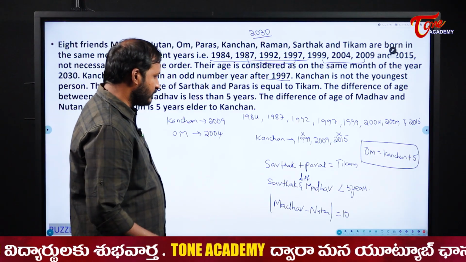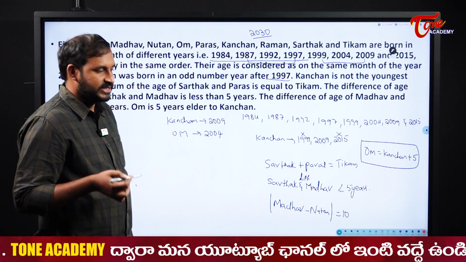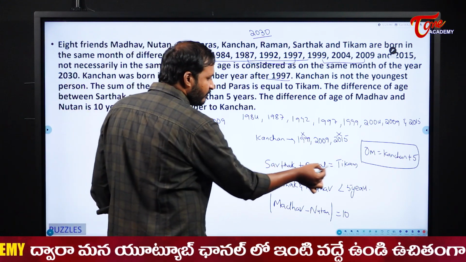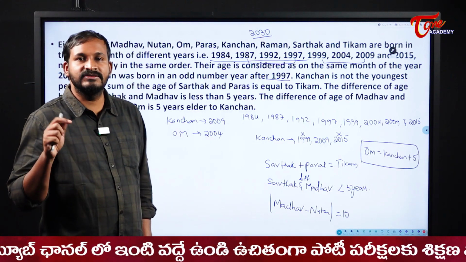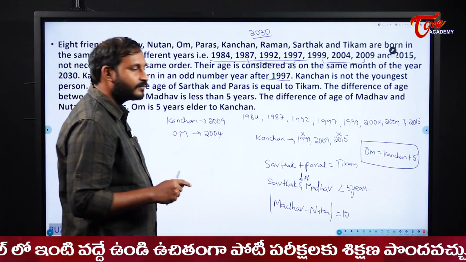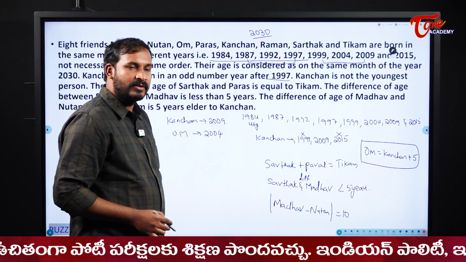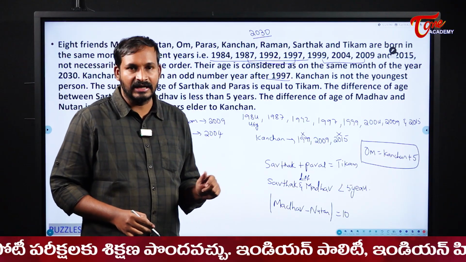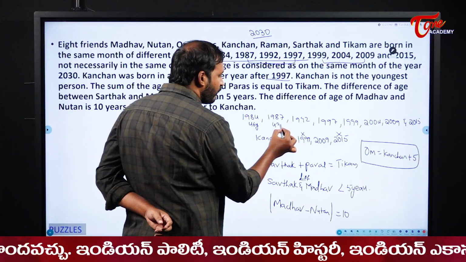But now please see here, students. What we can do is find their ages, because they have different birth years. The person who was born in 1984, what will his age be in 2030? His age will be 46 years, right? Because 16 plus 30 is overall 46 years. The next one will become 43 years.